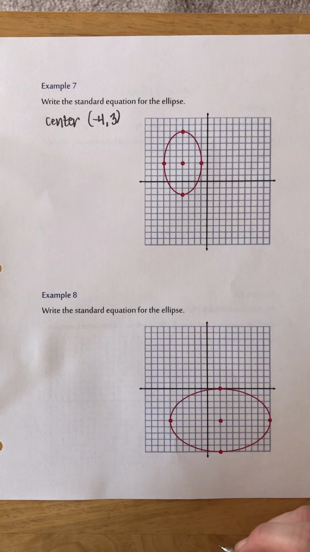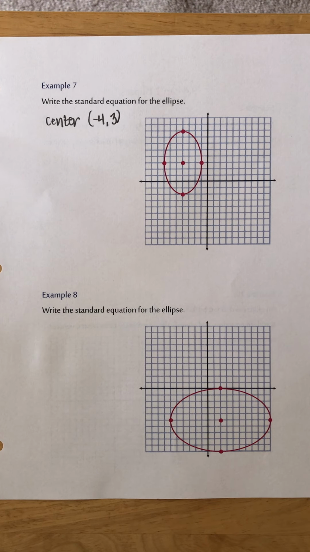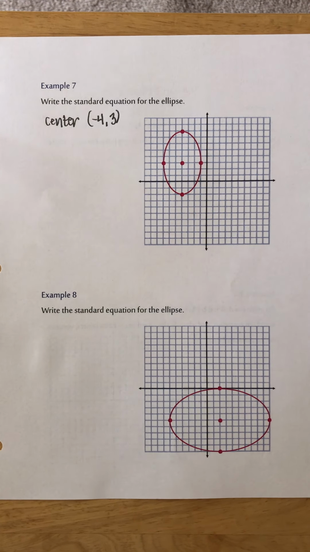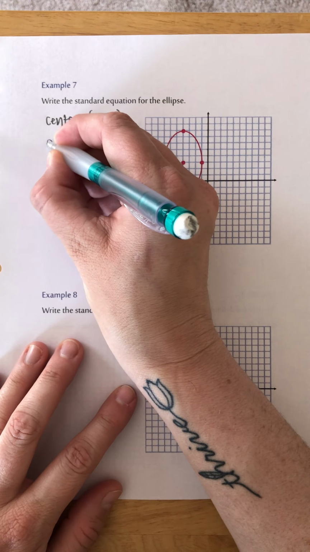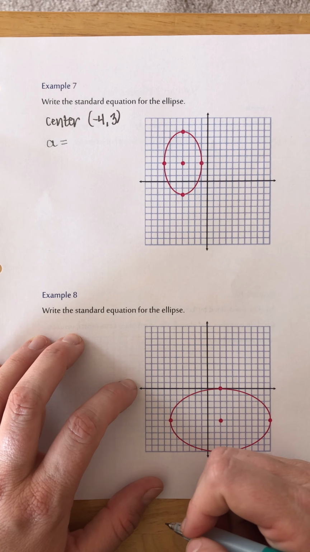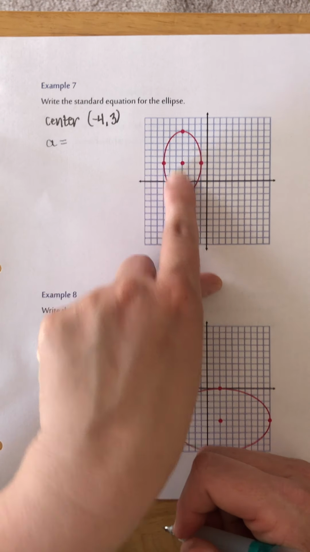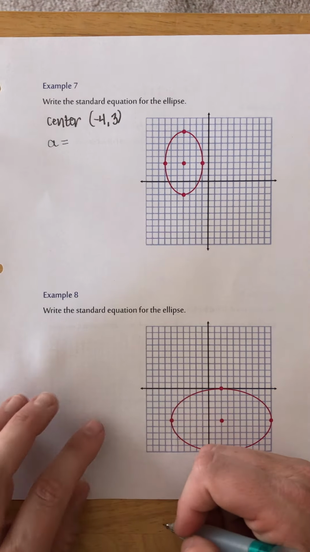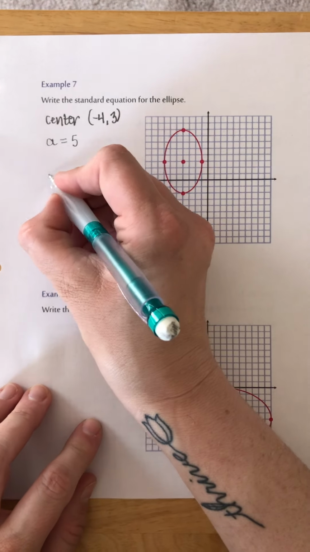Well, I need to know the a. I need to know the b. Do I need to know the c? No, because the c is not anywhere in your formula, and all we're being asked to do is find the formula. So let's figure out the value for a. Remember, a represents the distance from the center to the vertices, and that's the longest distance. So for us, that's going to be going up and down. So our value for a is 5.